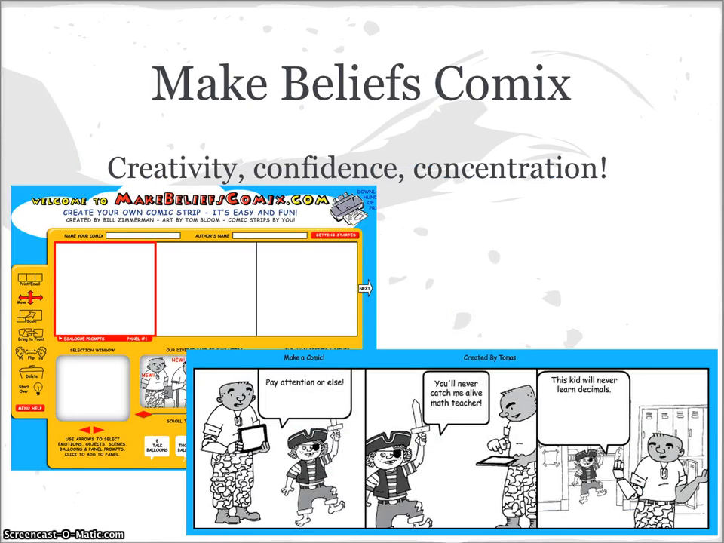Make-believe comics was the most popular method of presenting their ability to multiply decimals. And as you can see, there's the dashboard here on the left for Make Beliefs Comix, and they could make 2, 3, or 4 square comic strips. The larger one there on the bottom right is my example. I just showed the students how to create the comic and how to use the different tools very briefly in the classroom before we went down to the lab.